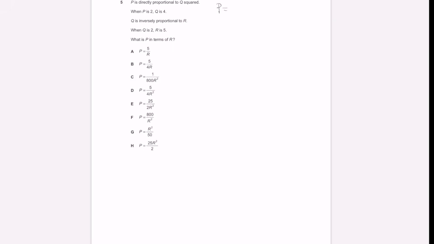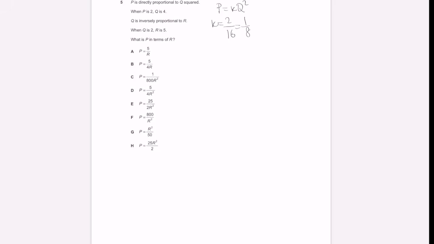p is directly proportional to q squared. Okay, when p is 2, q is equal to 4. q is inversely proportional to r. Okay, well, let's just convert this to an equation. So I'm just going to say that p is equal to kq squared. With this information, I can immediately work out what k is, because k is just going to be p over q squared. So this means that it's going to be 2 over 4 squared, which is 2 over 16. So this here is just going to be an eighth.